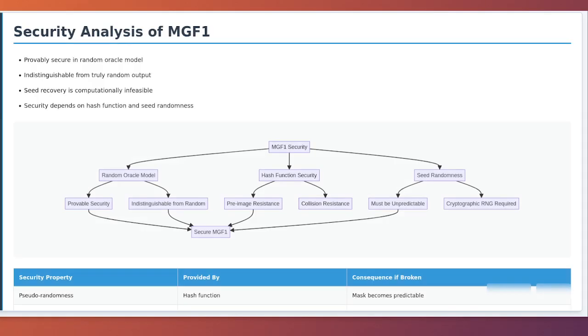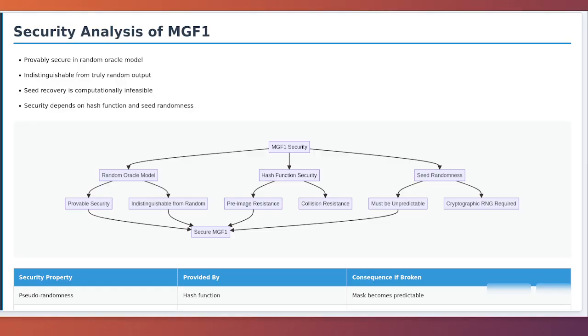Security analysis of MGF1. Let's examine the security properties of MGF1 in detail to understand why it's considered secure for cryptographic applications. The security of MGF1 is analyzed in the context of the random oracle model, which is a theoretical framework used in cryptographic proofs. In this model, hash functions are assumed to behave like truly random functions, meaning their outputs are completely unpredictable and uniformly distributed. Under the random oracle assumption, MGF1 is provably secure for its intended purpose of generating pseudo-random masks.